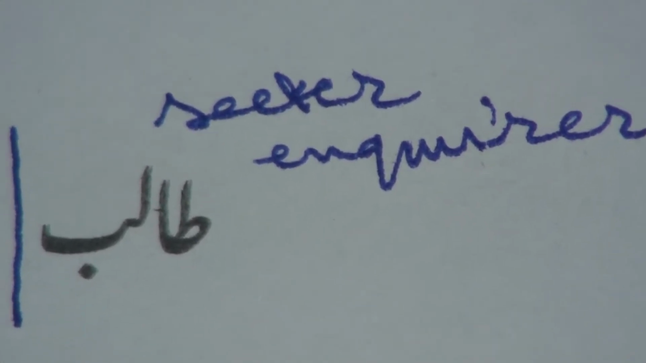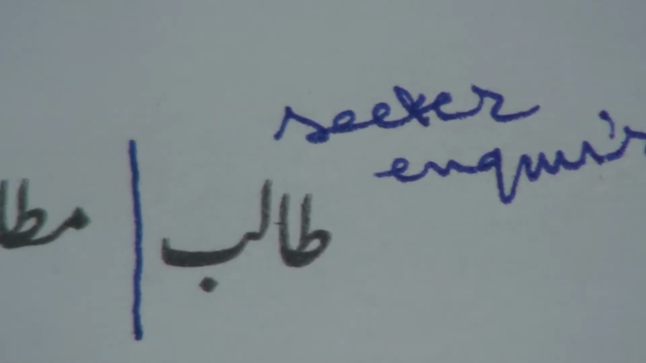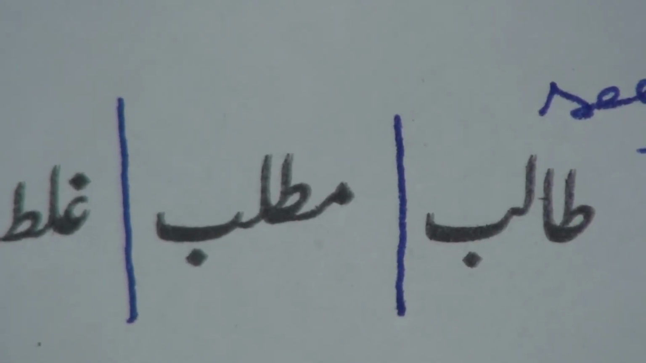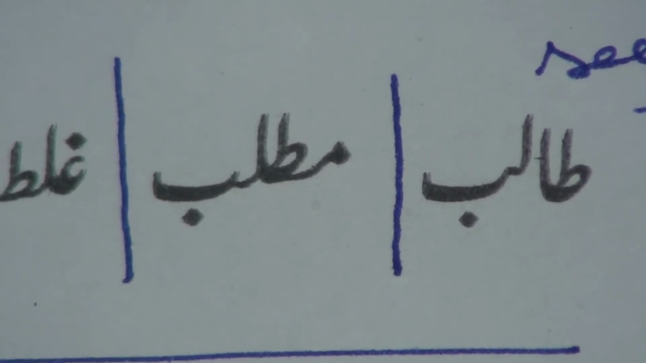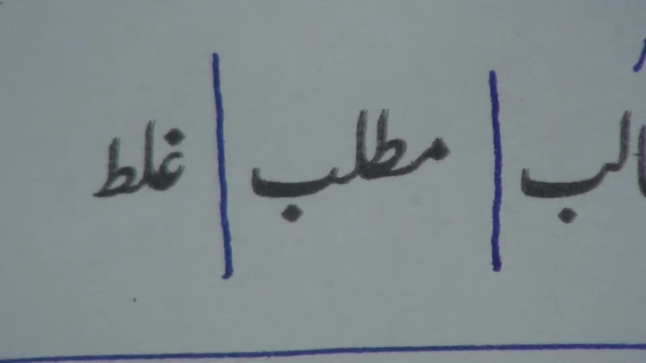Toe, alif, lam, be, Talib. And here Toe is in the middle of the word. Matlab. Mim, toe, lam, be, Matlab. Matlab means meaning, interest. Here Toe is at the end of the word. Ghain, lam, toe, Galat. Galat means wrong.